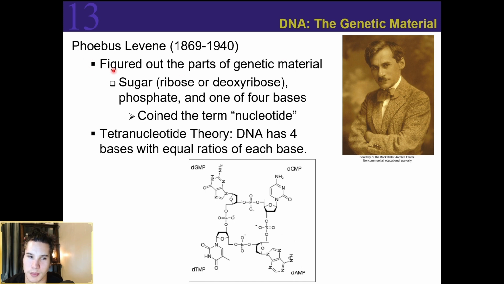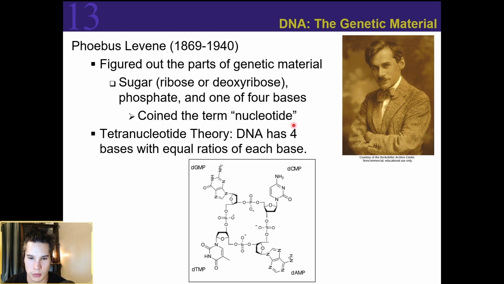Now we had Phoebus Levene. Levene, he was a skater boy. He discovered the parts of genetic material, or the anatomy of the genetic material, and by the anatomy, I mean the molecular components. So DNA is going to be composed of sugar, whether it's ribose or deoxyribose, ribose in the case of RNA and deoxyribose in the case of DNA. It's going to be composed of sugar, phosphate, and then one of four different bases. So that's kind of what he figured out, the formula of what makes up a nucleotide.